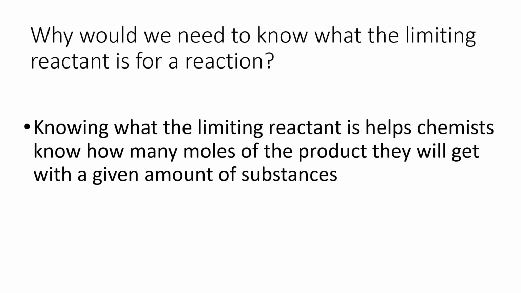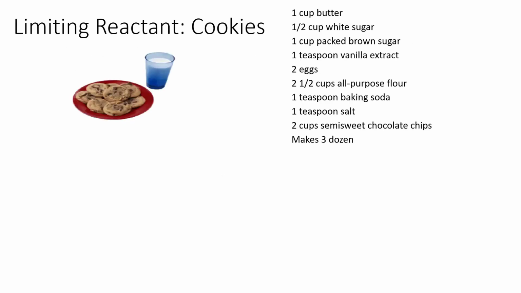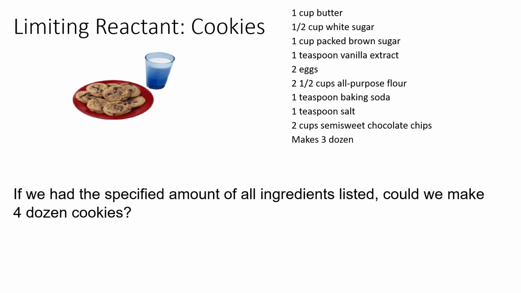All right, so why did we want to know this? Because chemists work with moles. So if we know how many moles of each of my reactants I have, I can predict how many moles of my product I'm going to end up getting, because remember, chemists work with moles of substances. So we're going to look at a couple examples here.